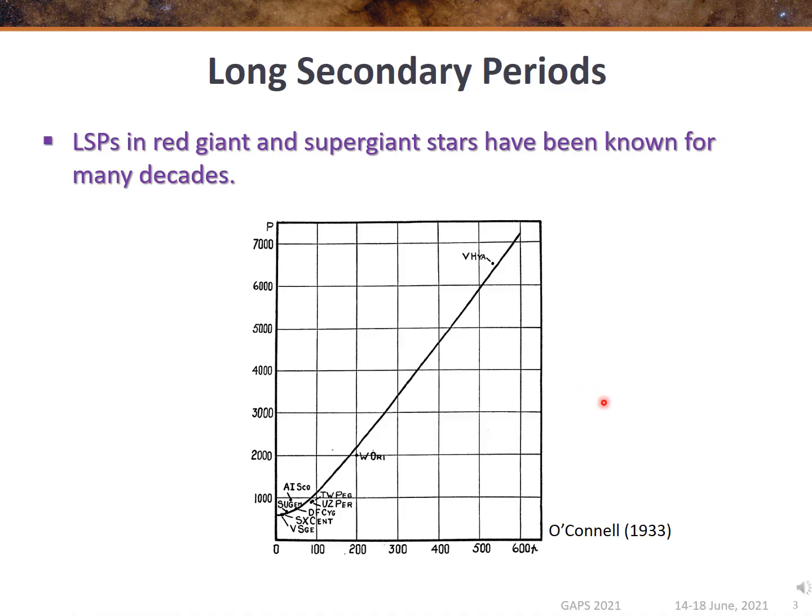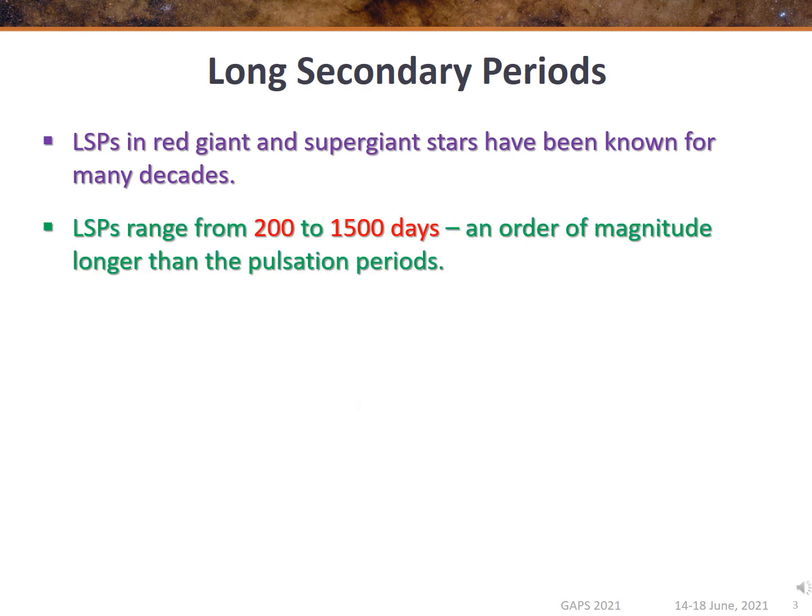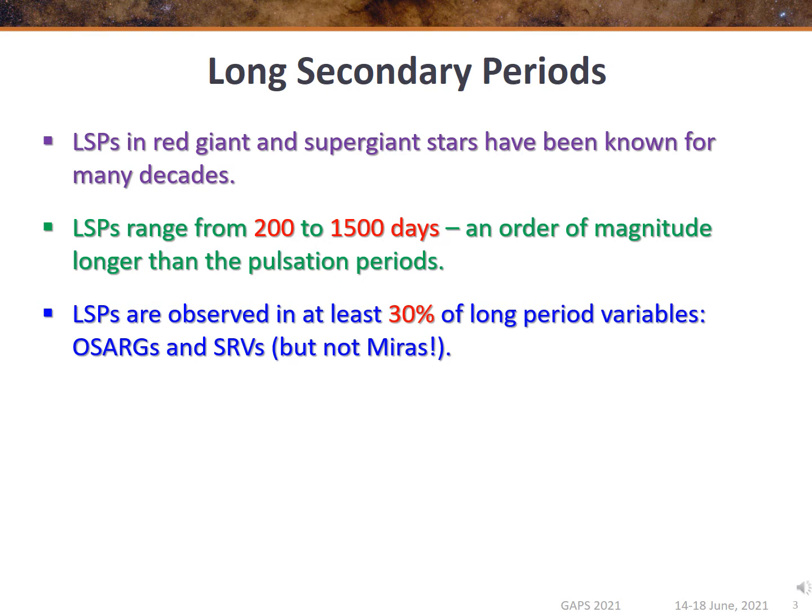The LSP phenomenon has been known for many decades, almost a century. This figure from the paper published by O'Connell in 1933 shows the period-period diagram for several stars, shorter pulsation period versus longer period, which is roughly 10 times longer than the pulsation period. Indeed, long secondary periods range from several months to several years, an order of magnitude longer than the pulsation periods in the same stars. This is a very common phenomenon. It can be detected in at least 30% of long period variables.